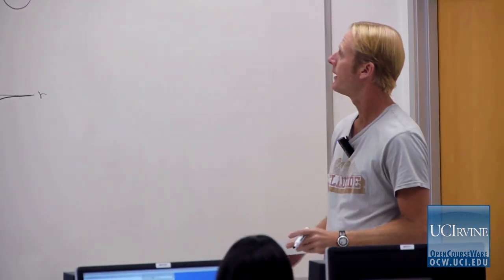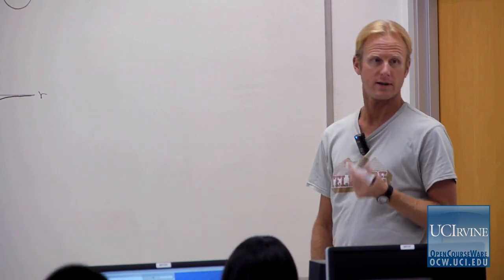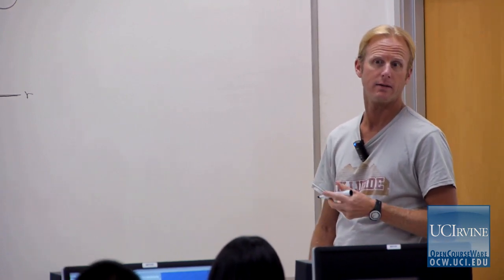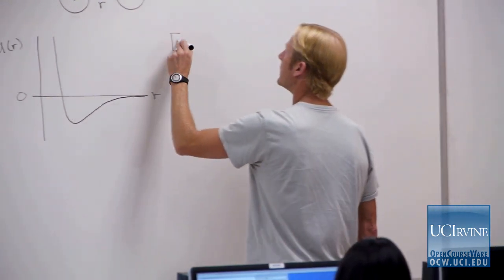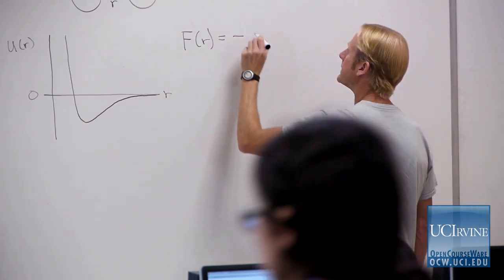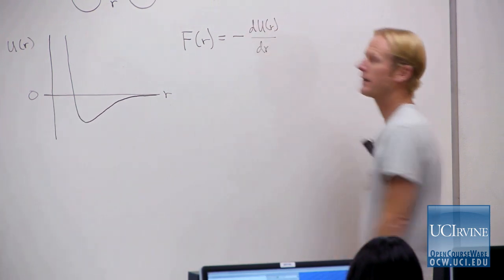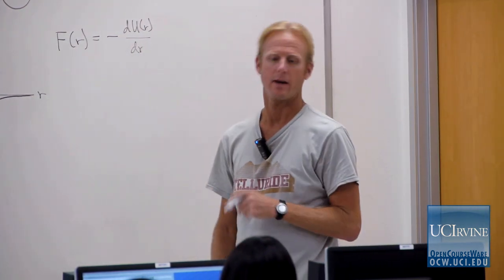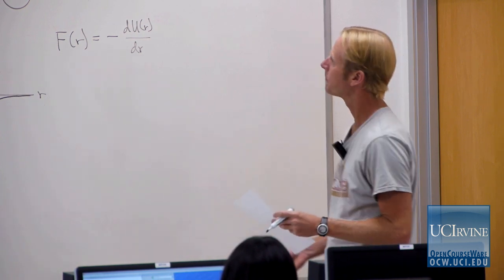All right, now, if I want to know what the force is, if I know the potential energy, you may recall from physics, you can get the force by taking the derivative of the potential energy. Okay? So if I want to calculate the force here, then it's going to be F of r is equal to minus dU of r by dr. Okay, so that'll be the force along the radial direction, the magnitude along the separation vector between the two atoms.